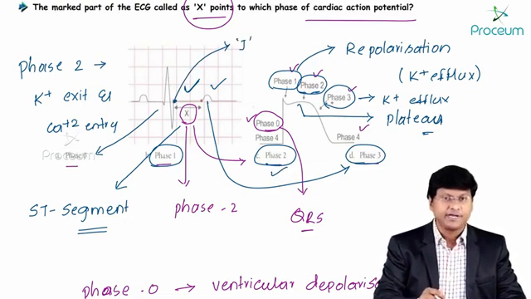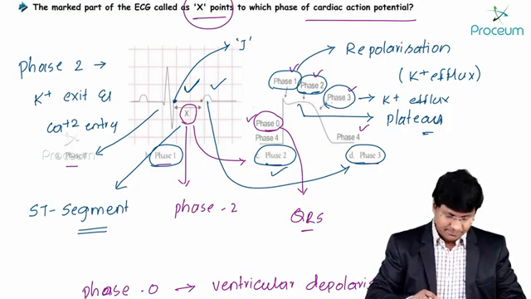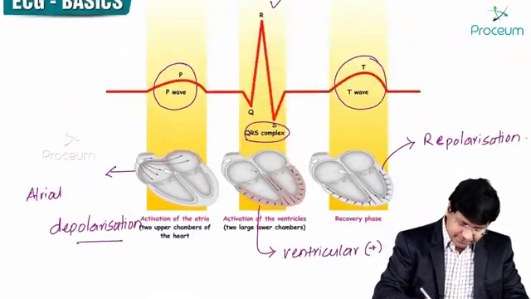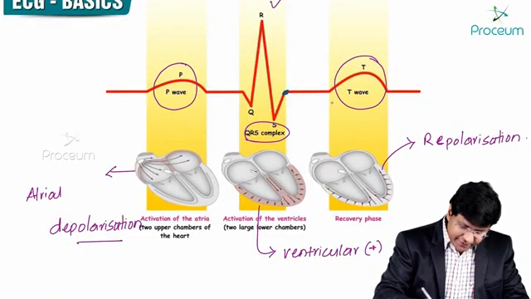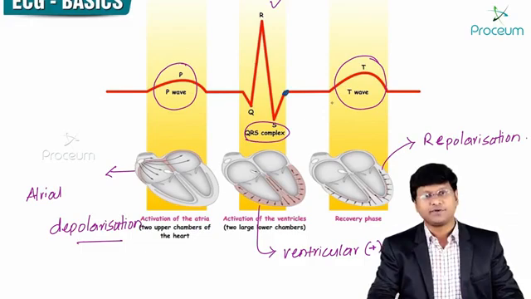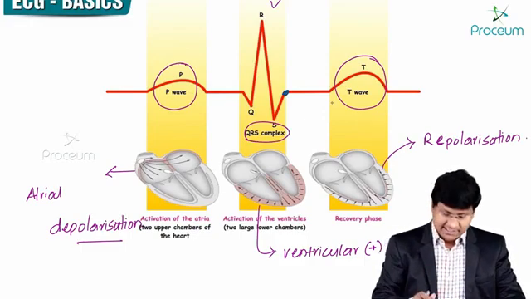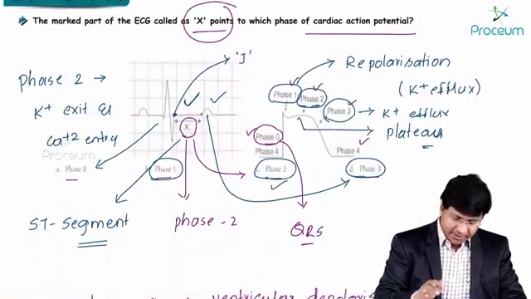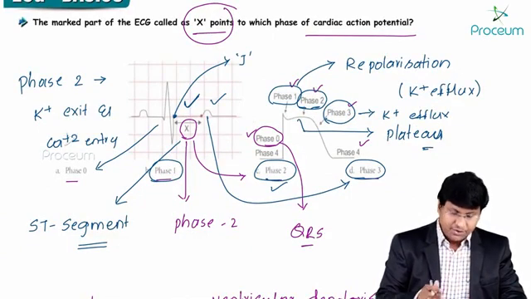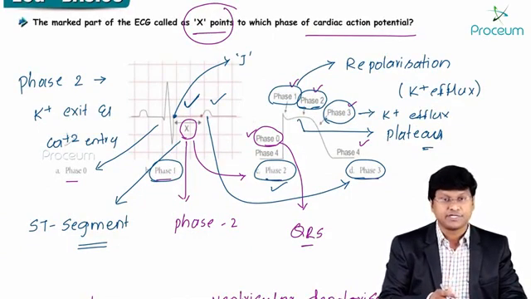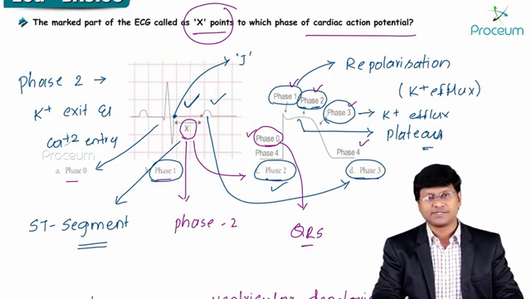Okay, what is the J point? This is your J point. That is the end of the S wave and the starting of your ST segment. This is your J point. Okay, so that was the slide which was integrating your cardiac action potential and the ECG complex.